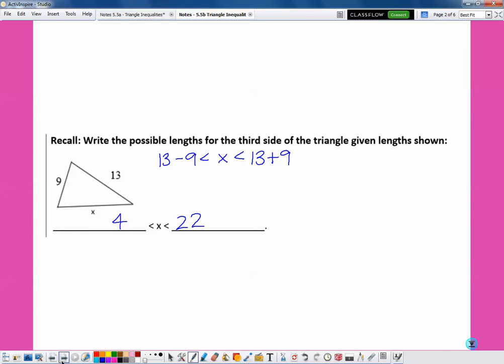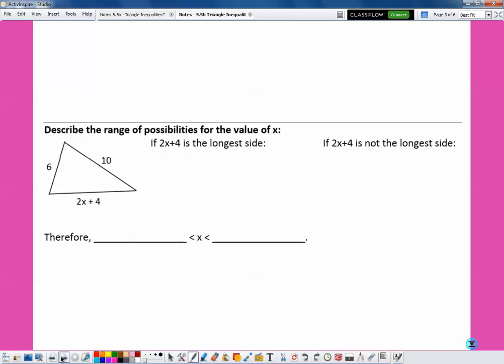Let's look at some more extensive side lengths. What if our side lengths are 6, 10, and 2x plus 4? If 2x plus 4 is the longest side, then we know that 6 plus 10 has to be greater than 2x plus 4. If 2x plus 4 is not the longest side, then we know 10 minus 6 has to be less than 2x plus 4. So we're going to set this up with our x's in between.